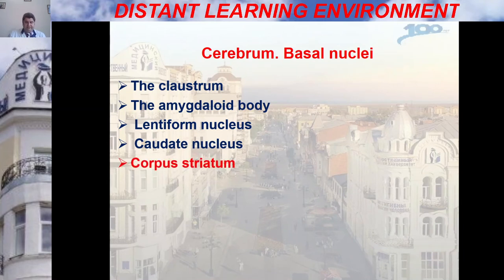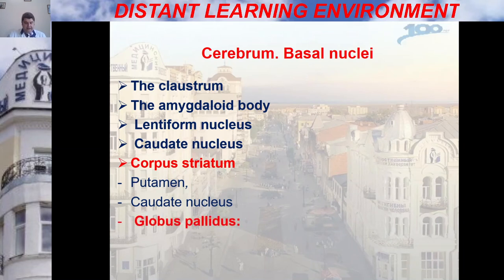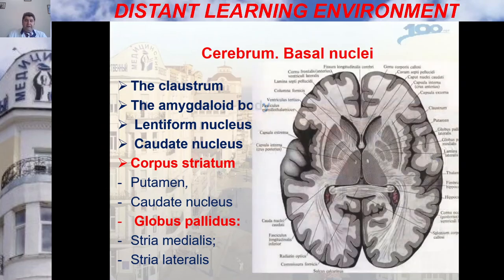Corpus striatum consists of two parts: the caudate nucleus and a part of lentiform nucleus, putamen. And so you may see globus pallidus, which consists of two parts, medial and lateral stria. So you may see these parts here.